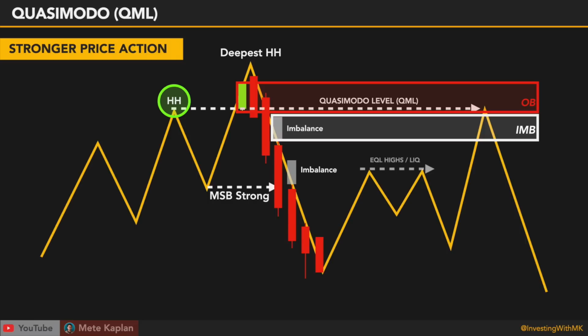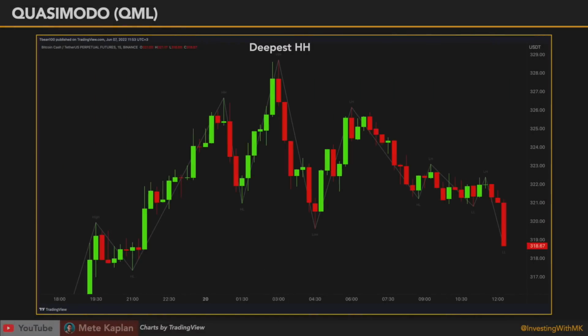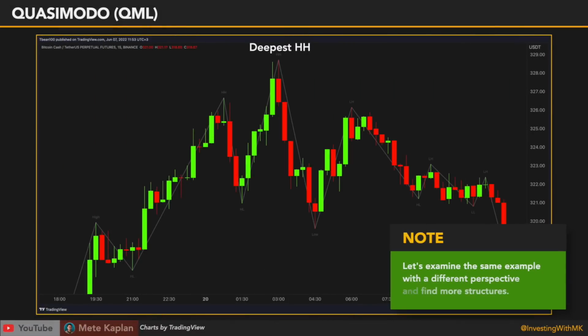It also has a liquidation hunt from the market maker, another great sign. So if you have more signs, you'll have much better entries for your trades. Let's check out the previous example again with a different perspective.